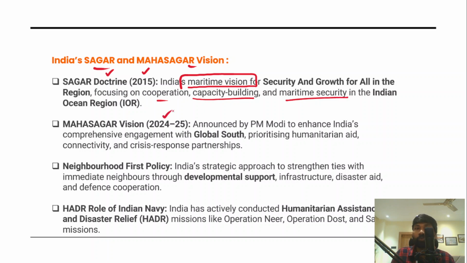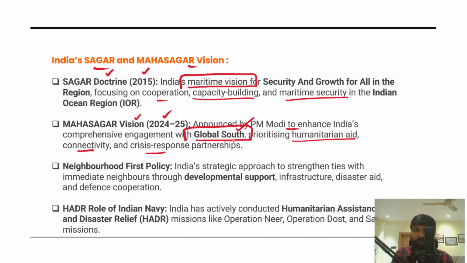And Vision Mahasagar 2024-25. This Vision Mahasagar has been announced by Prime Minister Narendra Modi to enhance India's comprehensive engagement with the Global South. India is also known as the leader, or the emerging leader, of the Global South. Therefore, there is a need for proactive engagement with all the countries in the Global South. For that purpose, Prime Minister Narendra Modi announced the Mahasagar Vision. This vision focuses on humanitarian aid to countries which are in conflict or facing natural disasters, improving connectivity and crisis response partnerships with other like-minded countries to assist the conflict-stricken and disaster-stricken Global South countries.